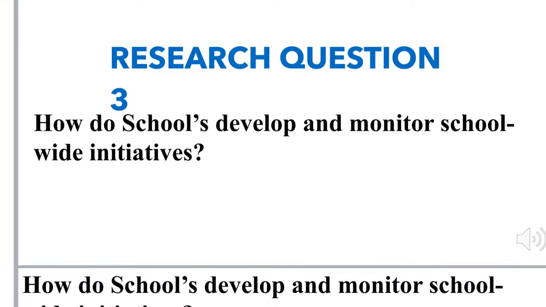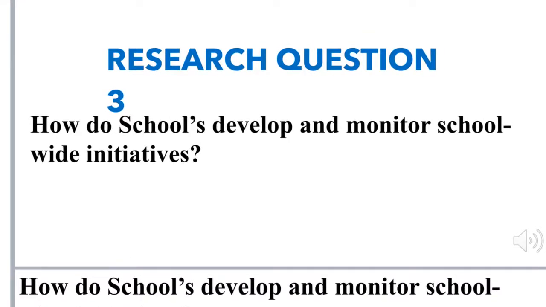Research question 3. How do schools develop and monitor school-wide initiatives? This section focuses heavily on the Education Endowment Foundation's publication, Putting Evidence to Work, a School's Guide to Implementation. Their document outlines a 4-step cyclic process that can take up to 2 or 3 years that can be used by schools to implement new interventions. The 4 steps are explore, prepare, deliver and sustain.